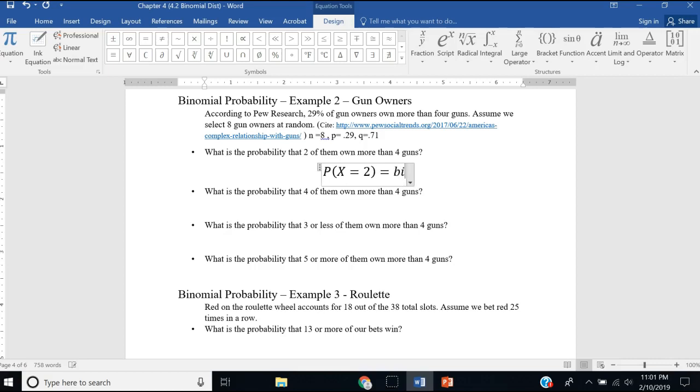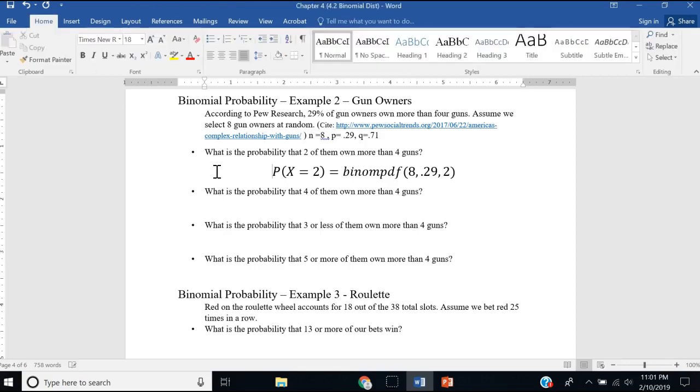Well, exactly equal, we're going to do binomial PDF. Again, PDF is when we have exactly equal. We have 8 trials, our probability of success is 0.29, and we're looking for exactly 2 successes. So we go to our calculator, second distribution menu, again, binomial PDF. There's going to be 8 trials, 0.29 as the probability of success, and then we're getting 2 successes. What I got, rounded to 4 decimal places, is 0.3017. So the probability that 2 of them have more than 4 guns is 0.3017.